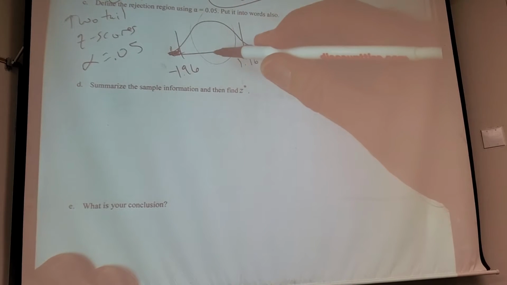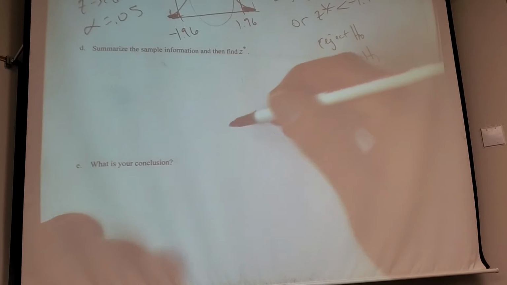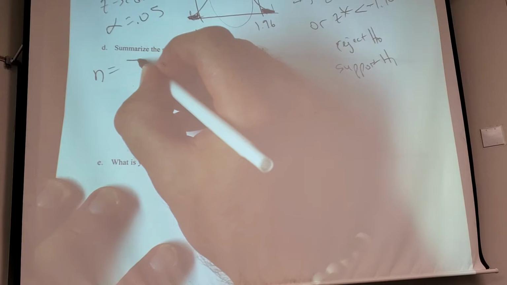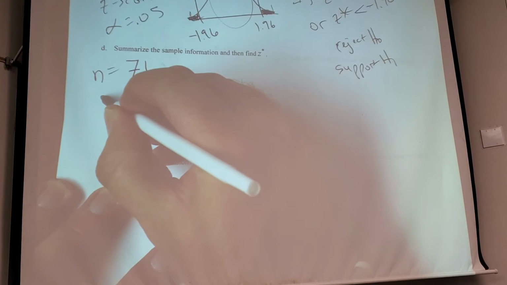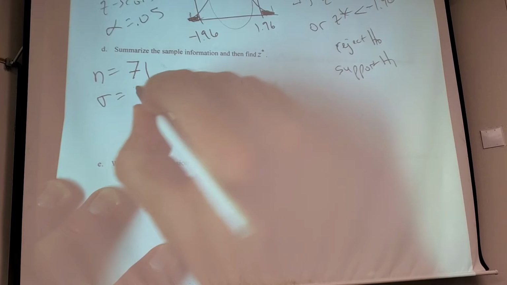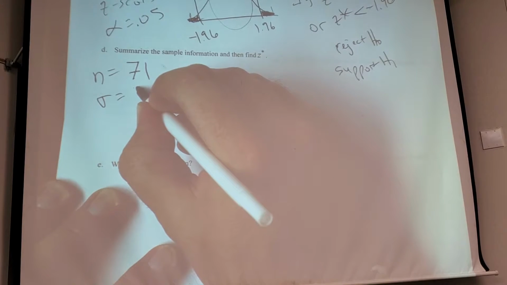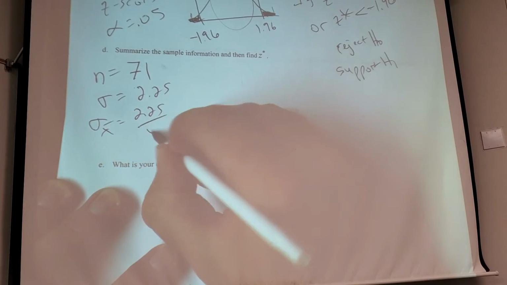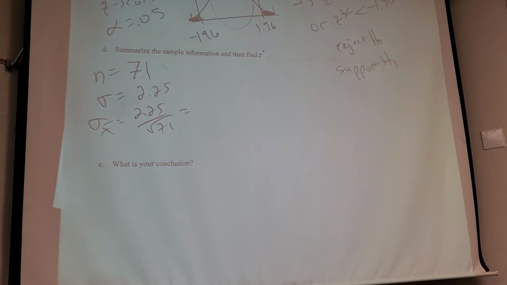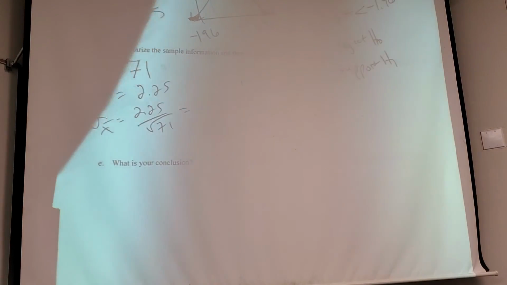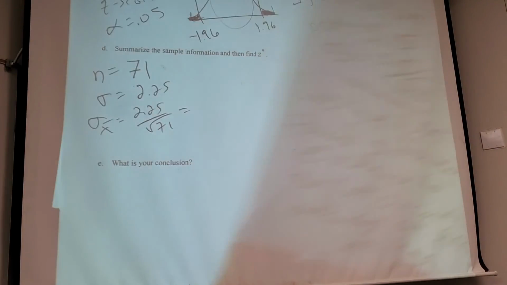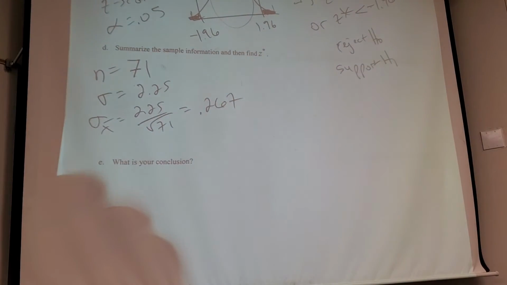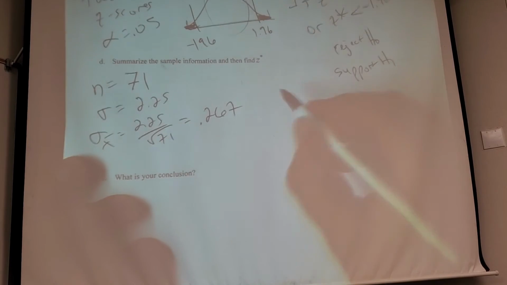So now that we've set up the benchmarks, this is what the book would call the critical Z-scores. This is where our samples got to show up. We just go see where our samples show up. What do I know from the sample? N is 71. What was sigma? 2.25. So what's the new standard deviation? 0.267. And then I can calculate my Z score.